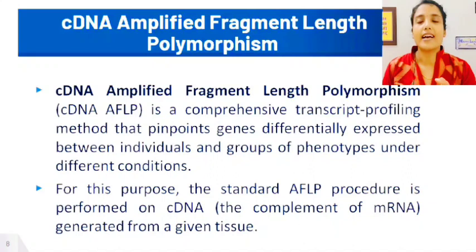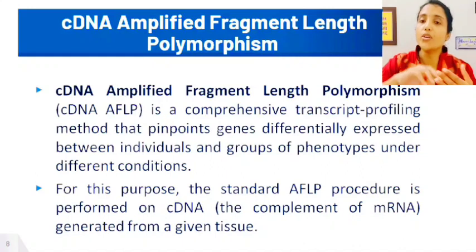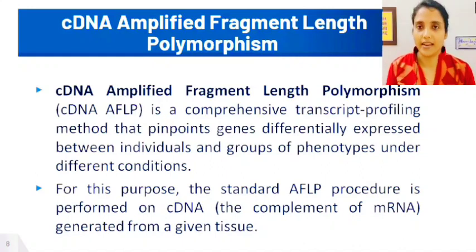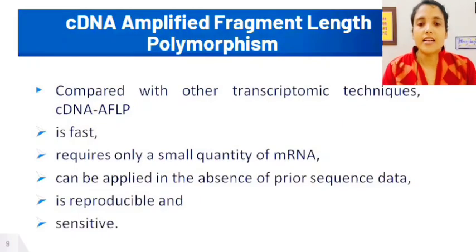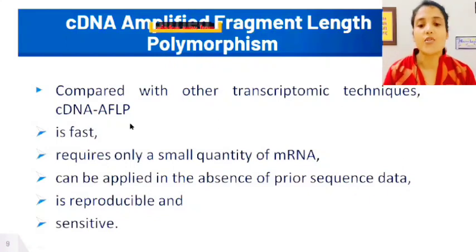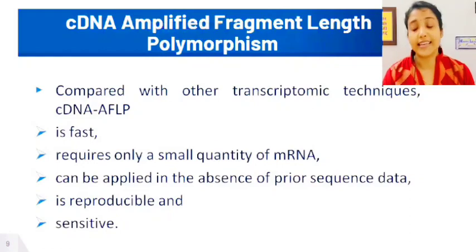So after that we have that mRNA, when you reverse transcribe that, meaning you reconvert it back to DNA, what will happen? This cDNA will only have the exons in it. That means the expressed genes. Only those portions will be there in this DNA. So that is the difference between your cDNA and your normal DNA, right? Compared with other transcriptomic techniques, cDNA-AFLP is fast, it requires only a small quantity of mRNA and can be applied in the absence of prior sequence data. It is reproducible and it is a very sensitive method.